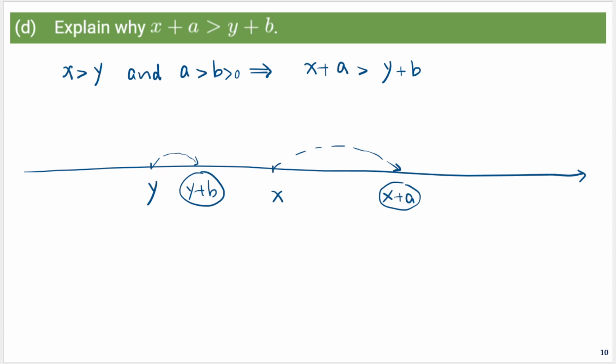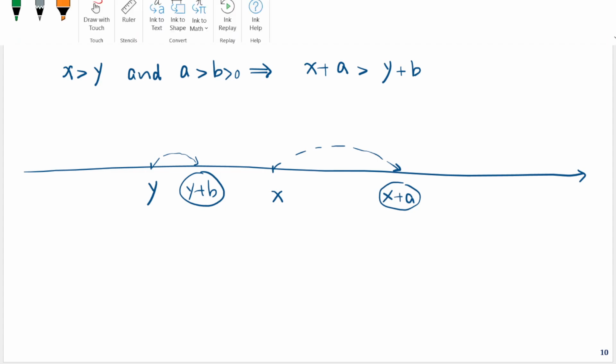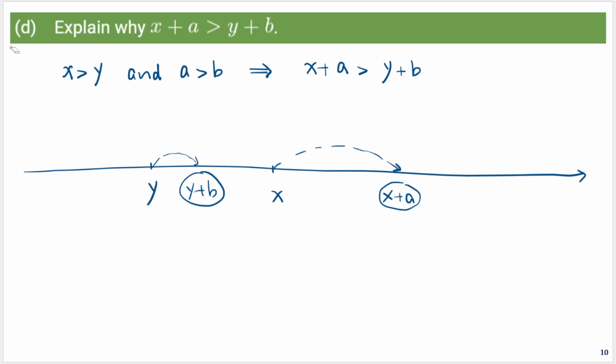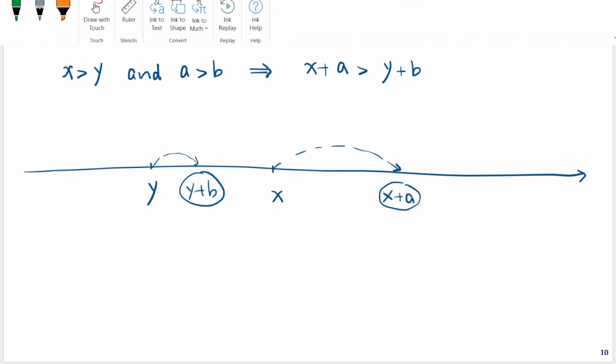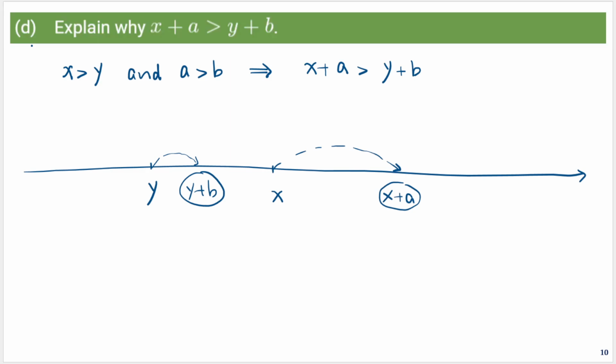Of course, you can use the same method to prove the other case where both a and b are negative numbers, or one of them is 0, or one of them is positive and the other one is negative. The same result will still hold, right?